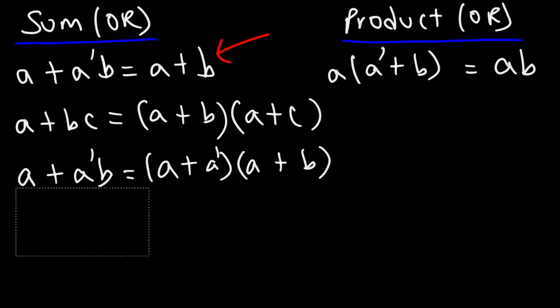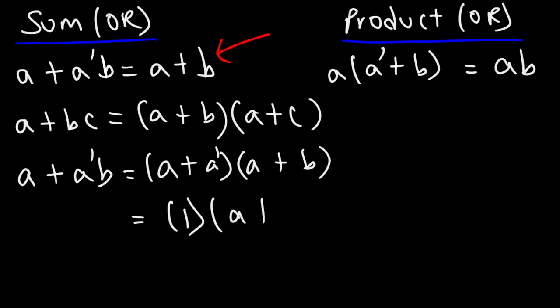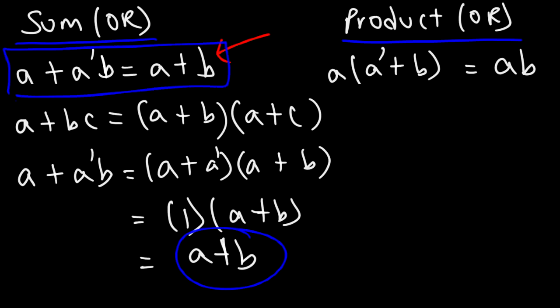So now let's focus on simplifying the right side. So here we have a plus its complement. So using the complement rule for addition, a plus a prime is basically just 1. It's always going to be 1. And then times a plus b, that's simply equal to a plus b. And so that's how we can algebraically prove that this equation is true. You can see that these two are the same.